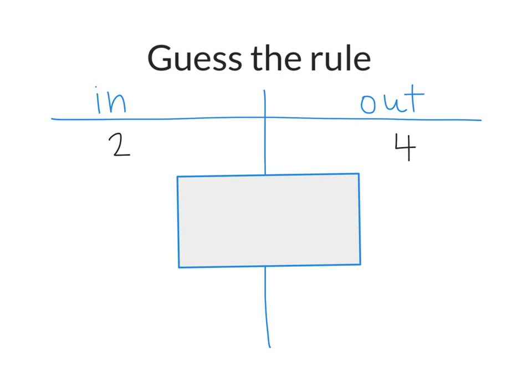Are you ready to guess the rule? Do you know for sure? Is there only one rule that it could be right now? What are some possible rules? It could be add 2. It could also be multiply by 2. It could also be plus 5 minus 3. You never know, right? So try some other numbers. What other numbers would you like to try?